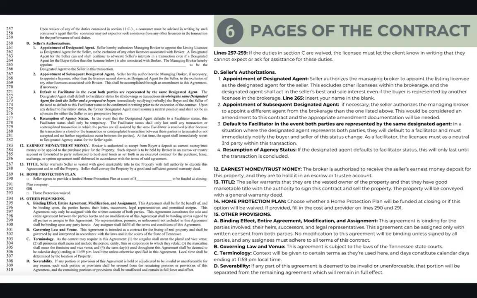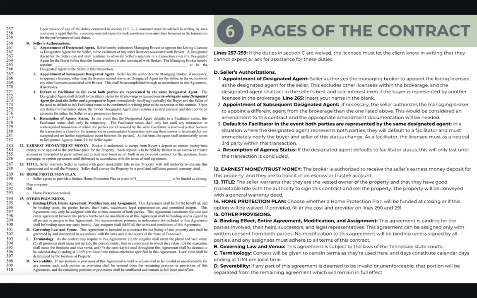Default to facilitator in the event both parties are represented by the same designated agent. So in a situation where the designated agent represents both parties, they will default to a facilitator and must immediately notify the buyer and seller. As a facilitator, the licensee must act as a neutral third party within the transaction. Resumption of agency status. If the designated agent defaults to facilitator status, this will only last until the transaction is concluded.